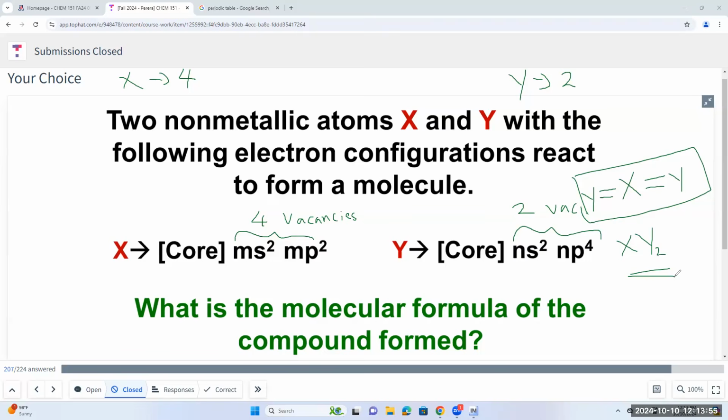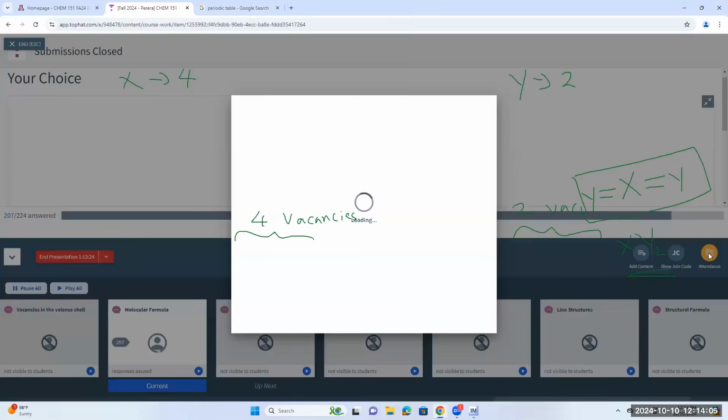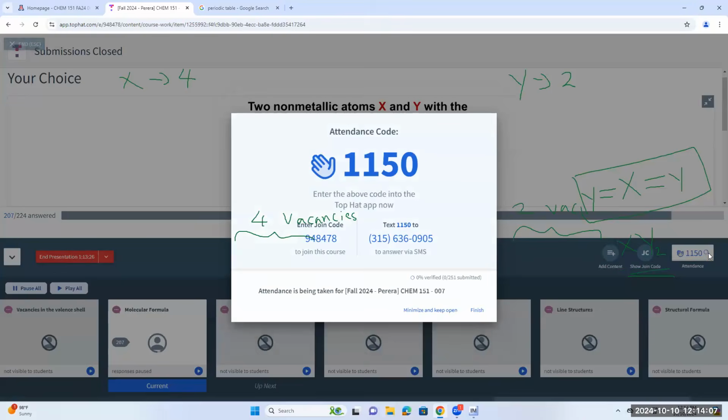So here's what we're going to do next. When we come back on Tuesday, oh, before we do that, we need the attendance code. The attendance code for today is this. When we come back next Tuesday, we will draw Lewis structures and we will talk about the idea of resonance.